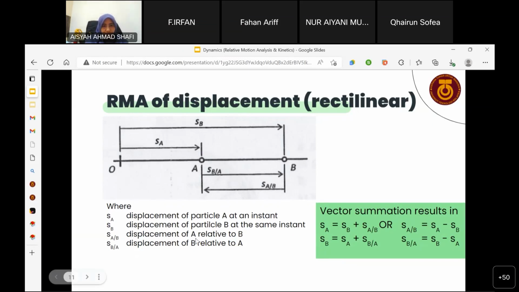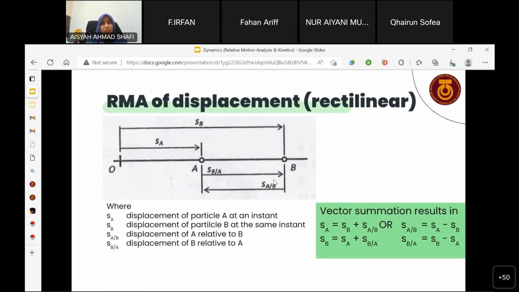Displacement A relative to B. It is AB. Sorry, it is opposite. Displacement A relative to B starts at B. So displacement A relative to B: start at B and go to A. If it is displacement B relative to A, start at A and then go to B.